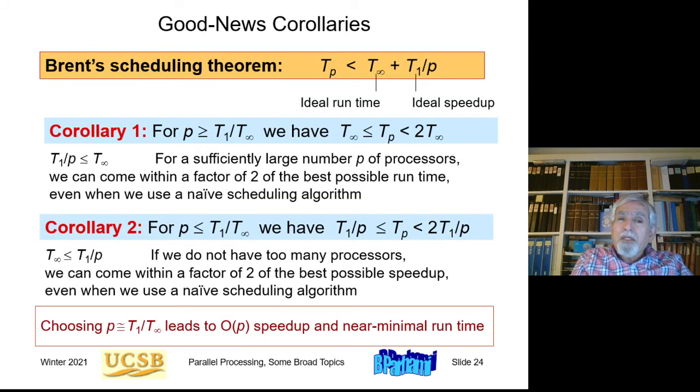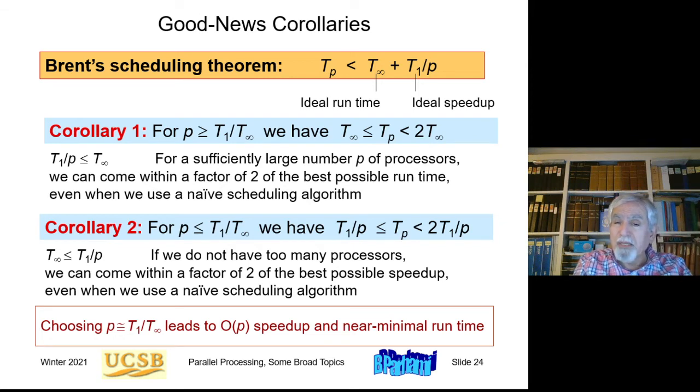Okay, there are two corollaries of the scheduling theorem we just proved that are called good news corollaries. Remember, Amdahl's law was the bad news of parallel processing. Brent's scheduling theorem is the good news because of these two corollaries. One says if I choose the number of processors greater than or equal to T1 divided by T infinity, simple algebra here tells me that Tp, the running time, will be between T infinity and 2T infinity. Remember, this is the absolute minimum running time. It says if I have a sufficient number of processors, at least equal to this ratio, then the running time will differ from this absolute optimum by no more than a factor of 2.